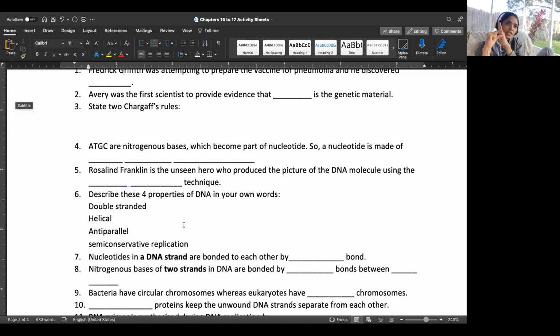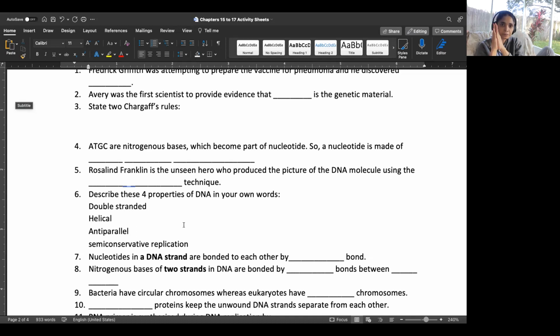So this is a nucleotide. This is a nucleotide. This nucleotide to this nucleotide, the bond is covalent. So the bond between nucleotides in one strand is a covalent bond. Nucleotides in a DNA strand, that "a" is important there. A DNA strand. Whereas, look at the next one.